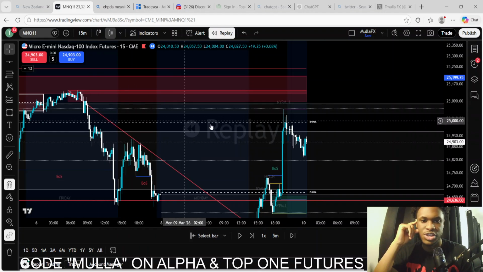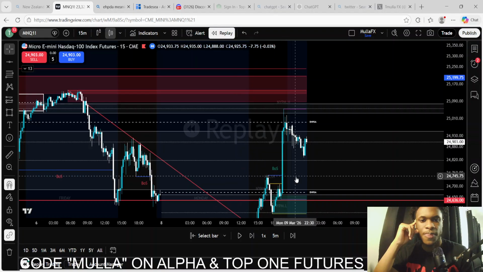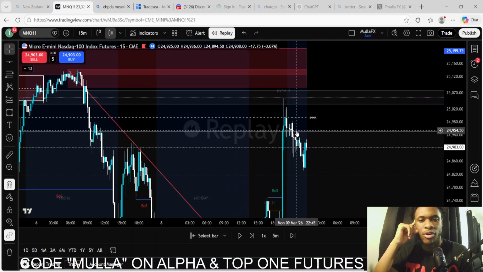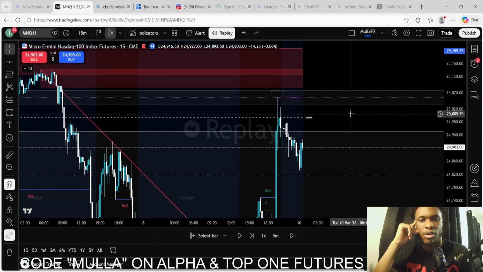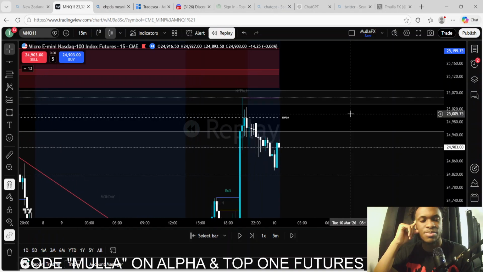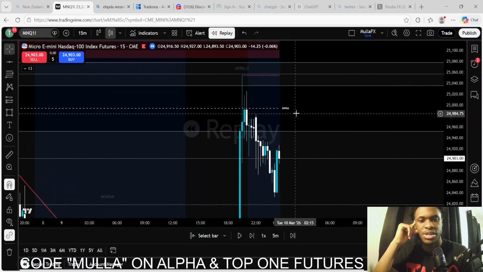A few FVGs, if you do trade FVGs as well. Now what I was looking for was it to either break ahead and then look for a retest to go above, but instead it broke up, went back down, and what I'm always going to be looking for is a retest of this EHPDA array right here.